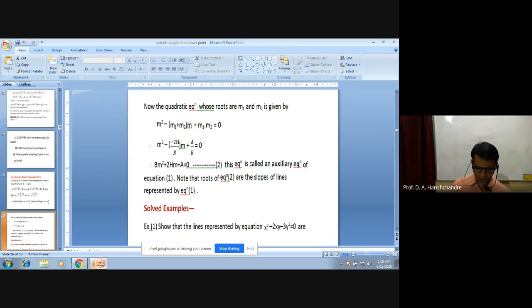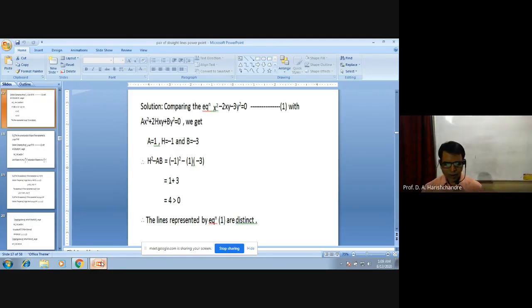First example: show that the lines represented by the equation x square minus 2xy minus 3y square is equal to 0 are distinct. By mistake the word distinct is not typed here, you assume it to be present. Let us discuss the solution of this example. First of all, consider the given homogeneous second degree equation x square minus 2xy minus 3y square is equal to 0. Call this equation 1.